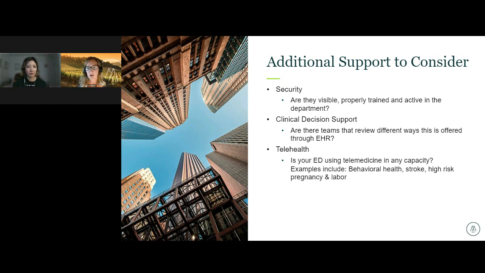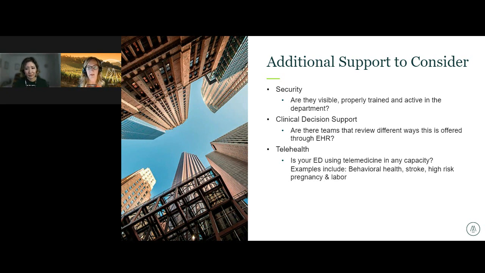Clinical decision support, and what I mean by this is, how is your IT system helping your end users? Are they getting pop-ups? Are they being used effectively if the pop-ups really exist? Are they getting burdened by them? Things like that. There should be teams looking at this and making sure that your EHR is functioning the way it should be and not overburdening or not giving them enough information.